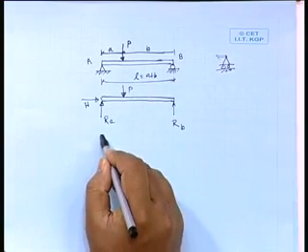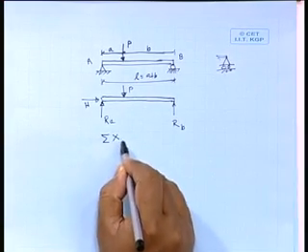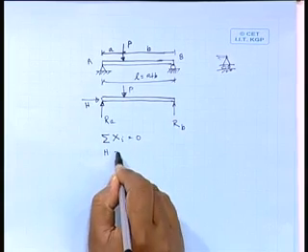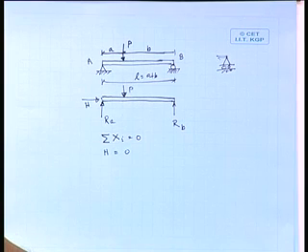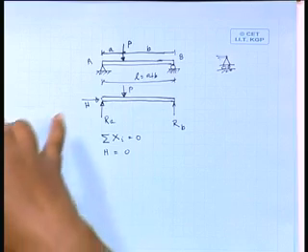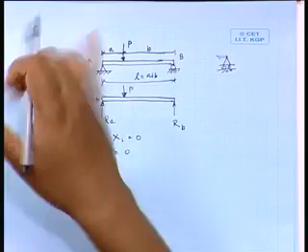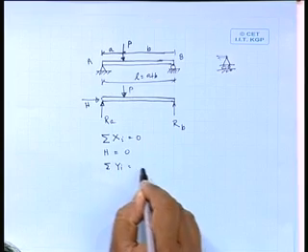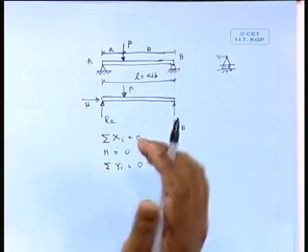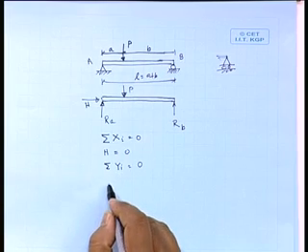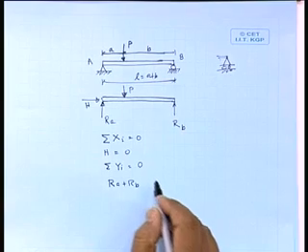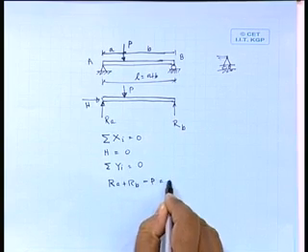So, here if we take all the forces in the x direction equal to 0, there is only one force, that is H, and that is equal to 0. And here there is no horizontal force. So, automatically the horizontal reaction will be 0. Now, if we take the summation of all vertical forces, vertical force means y, then we will have R A plus R B minus P, that will be equal to 0.